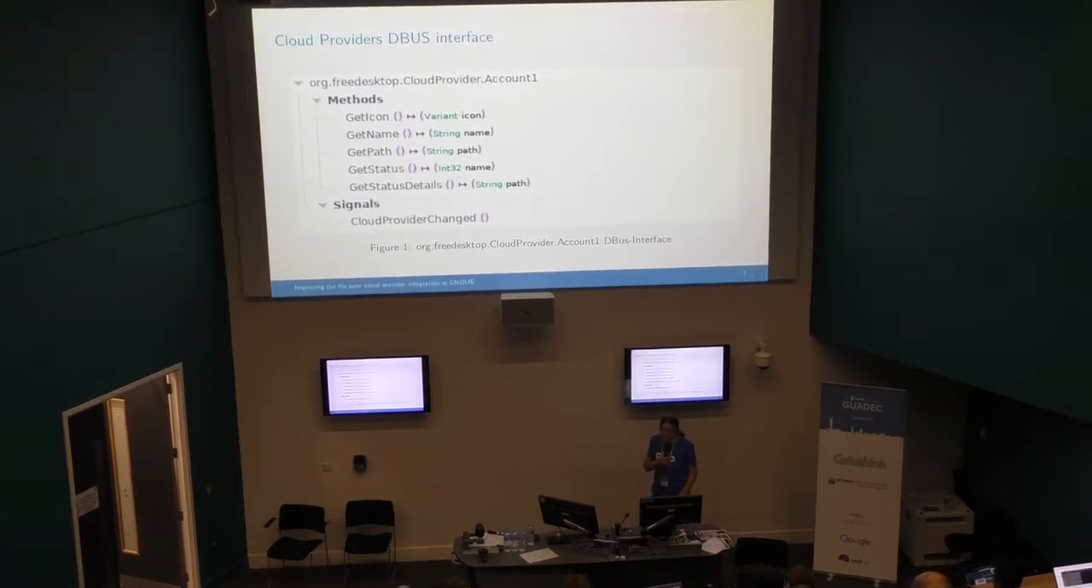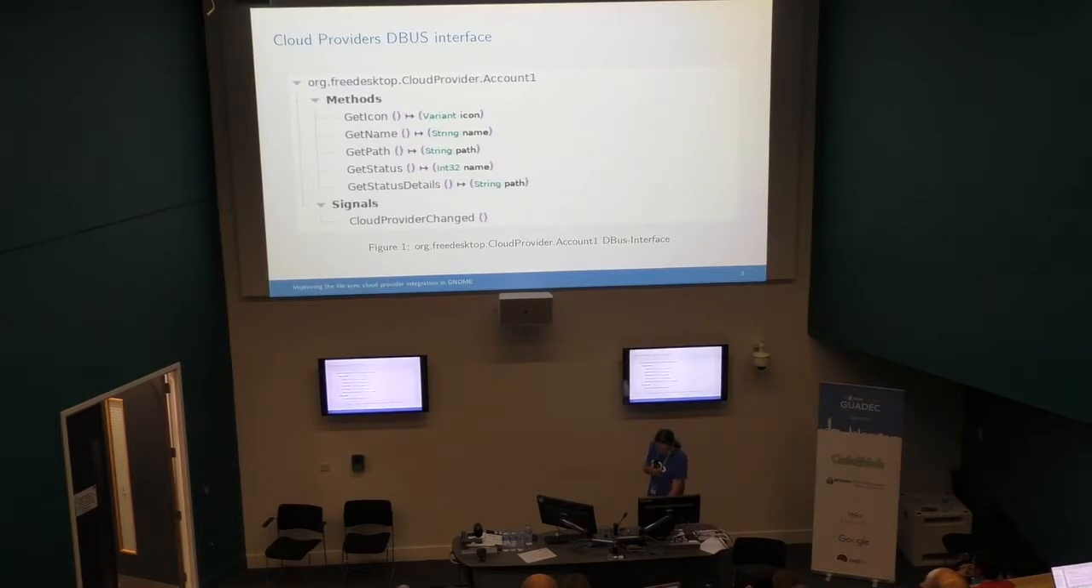This is what we came up with. Carlos, my mentor, did a work in progress implementation like 2 years ago. This is what I started with and extended a little bit. So we have a cloud provider that can basically have an icon, have a name, have a path of a folder that it syncs, and a syncing status, something like failed or sync is paused. And of course, it can notify programs like file managers if something has changed on this.